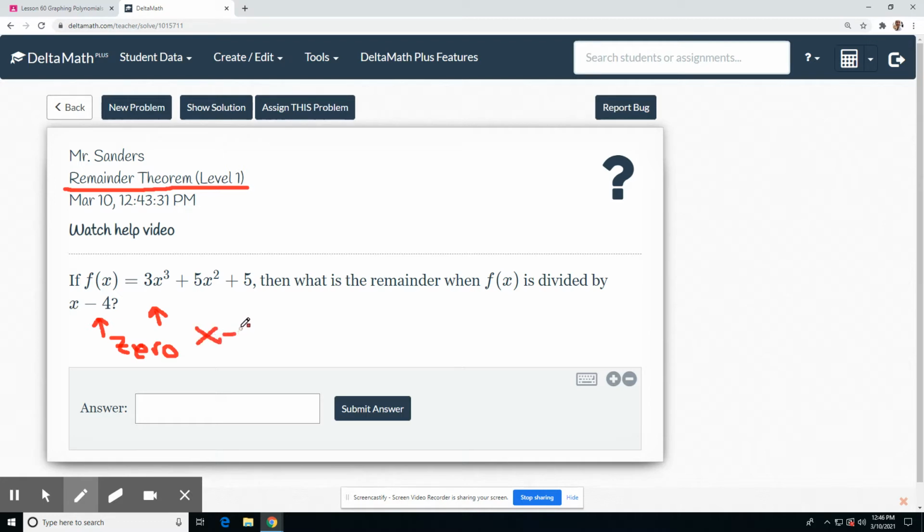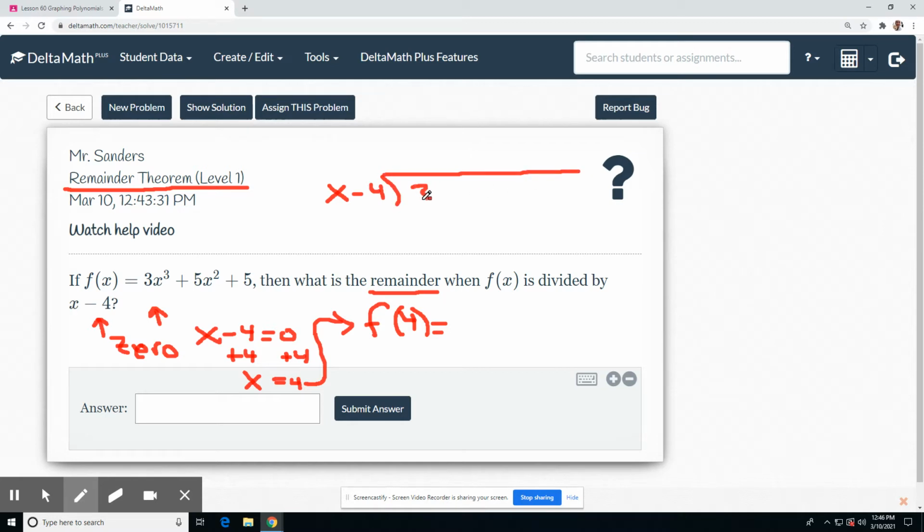So when is x minus 4 equal to 0? When x equals 4. So then we take that 4 and we plug that into the function. So we would find f of 4. What that does is it tells us what is left over if I divided the x minus 4 into the 3x cubed plus 5x squared plus 5. So what would be the remainder if I divided this into it? Okay. So all you do is you plug the 4 into the function because that's the 0 here.